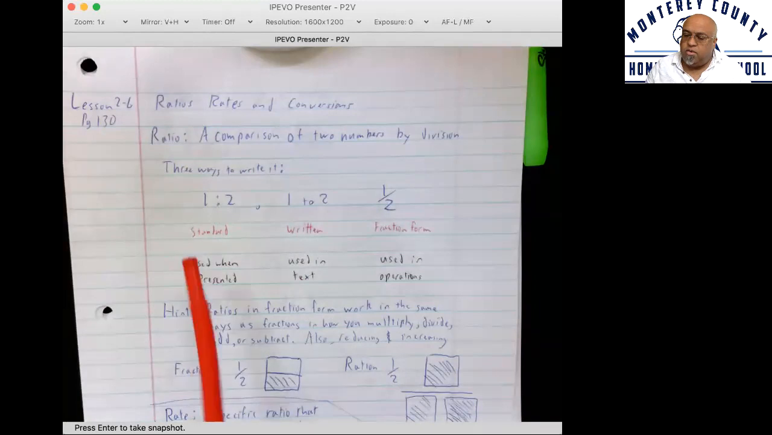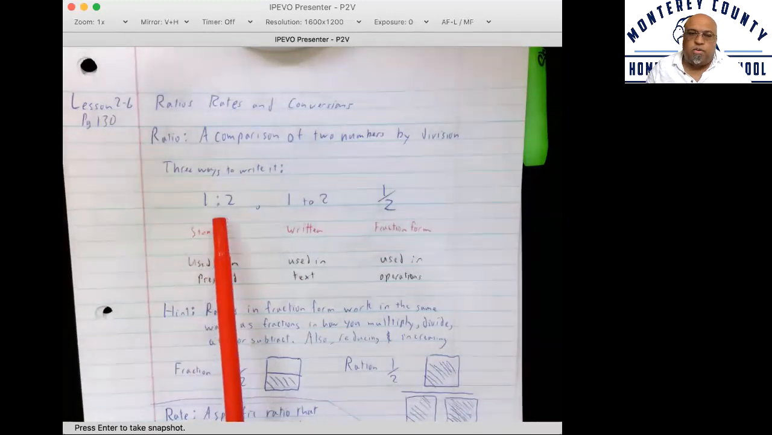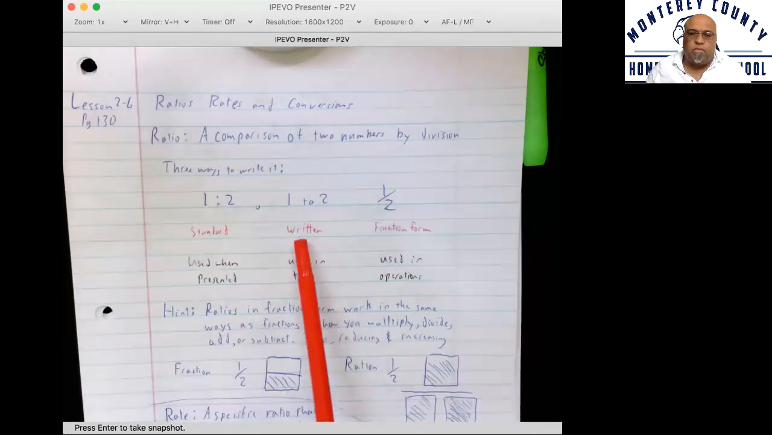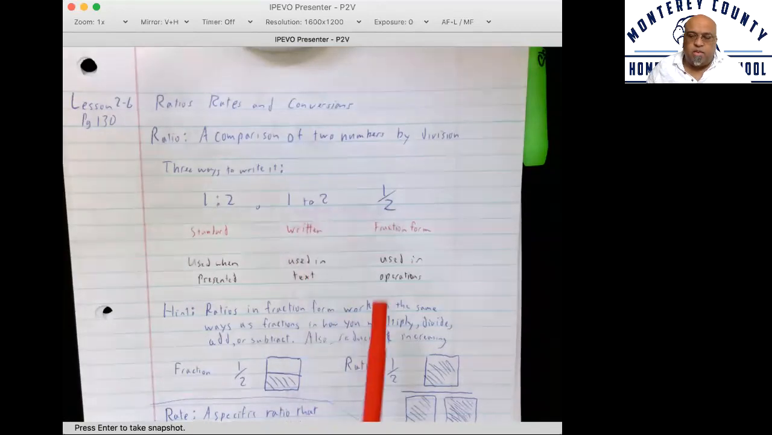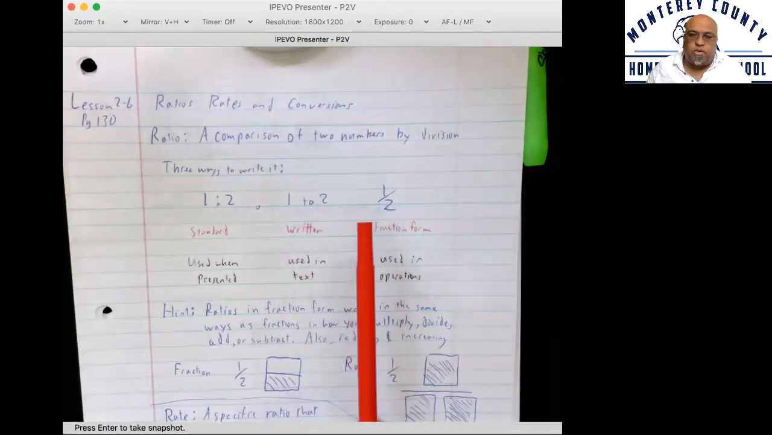There's the standard way to write a ratio, which is 1 to 2, and I use the colon to represent the word "to." That's the standard form of writing a ratio. The written form is 1, the word "to," and then the other number, 1 compared to 2. And then there's the fraction form, 1 to 2.